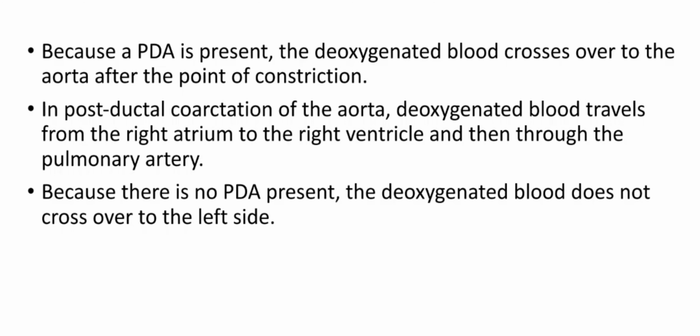In postductal coarctation of the aorta, deoxygenated blood travels from the right atrium to the right ventricle and then through the pulmonary artery. Because there is no patent ductus arteriosus present, the deoxygenated blood does not cross over to the left side.